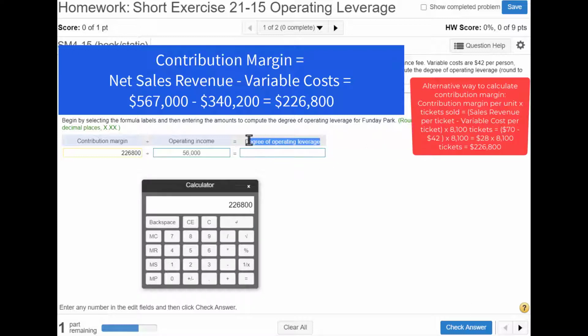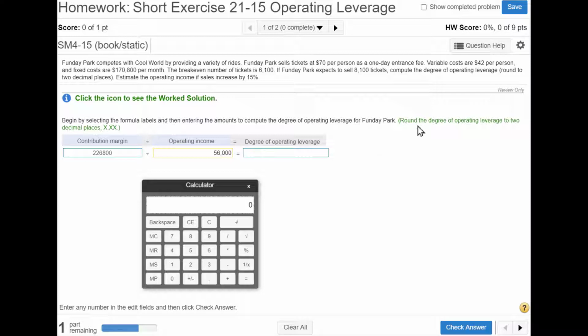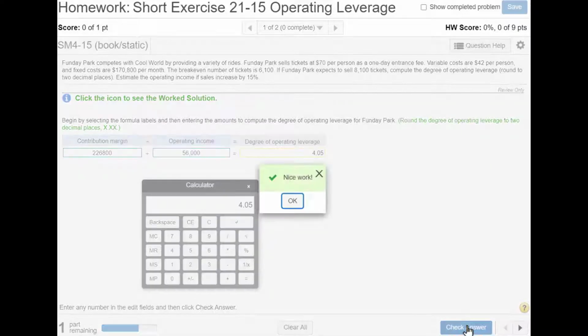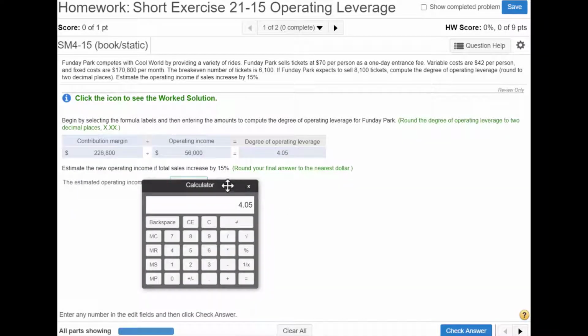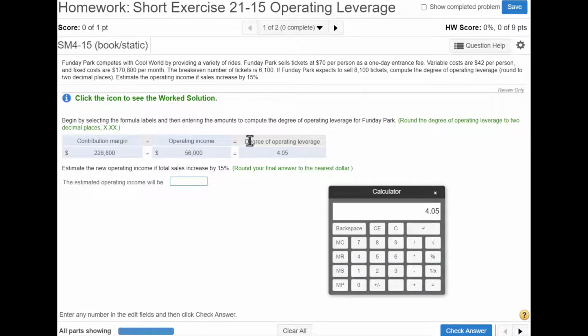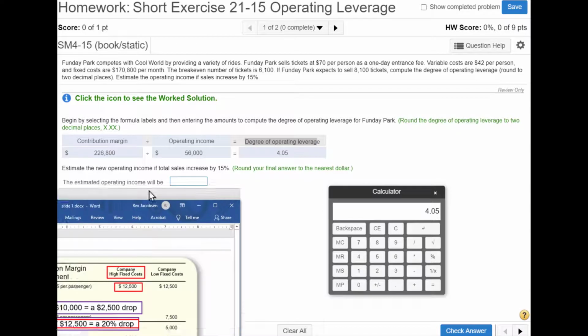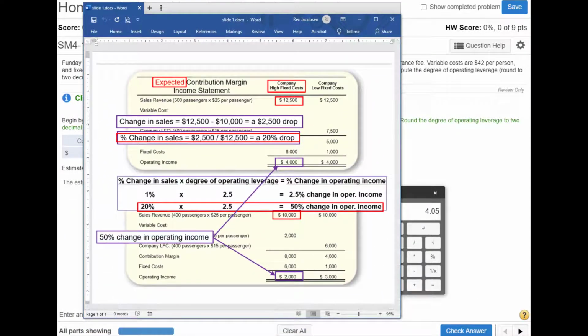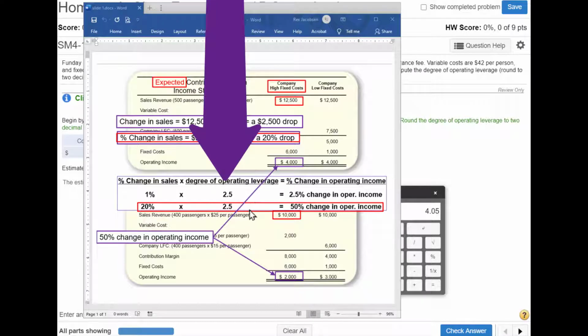Next, we're going to calculate the degree of operating leverage. We take 226,800 divided by 56,000. And notice it says to round the degree of operating leverage to 2 decimal places. 226,800 divided by 56,000 gives us 4.05. Degree of operating leverage of 4.05. So now we've calculated our degree of operating leverage. Going back to our slides, we calculated this degree of operating leverage.